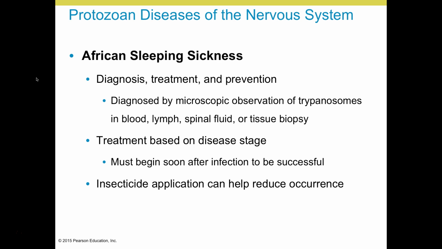How is it diagnosed? Well, by microscopic observation. You could look for the trypanosome in the blood, the lymph, the spinal fluid, or even a tissue biopsy. How do you treat it? Well, the sooner the better. How do we avoid it? With insecticide application, which can help reduce the occurrence of the flies in the area.